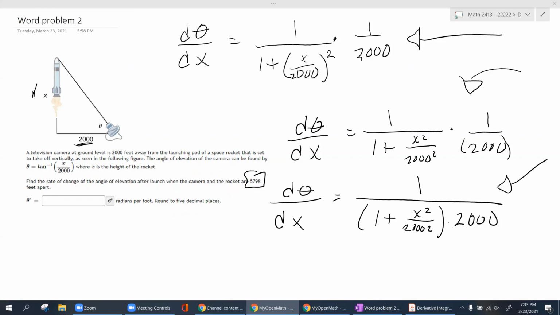You would find out that this here gives you 0.00001. That would be your answer. If you want to give more decimal places, that's completely fine.